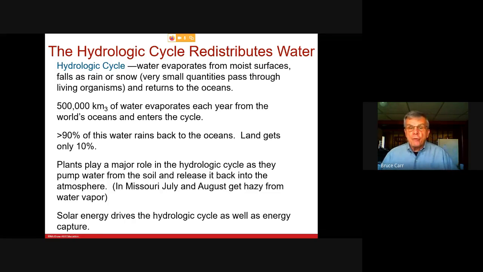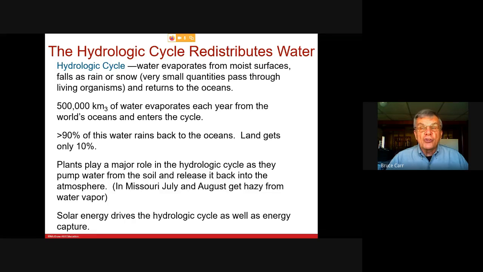The evaporation from the oceans is massive. And in terms of the return, about 90% of the return falls directly back into the ocean. So the land only gets 10% of the water that's precipitating. Plants do play a major role on land because they are releasing water on a constant basis as they transpire.